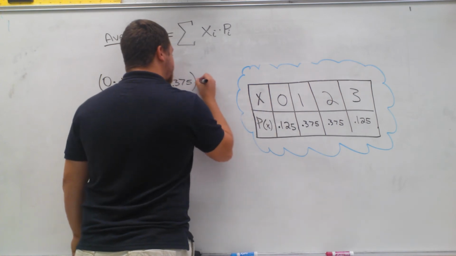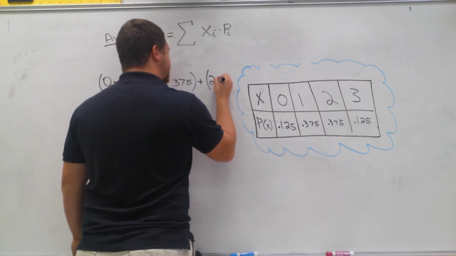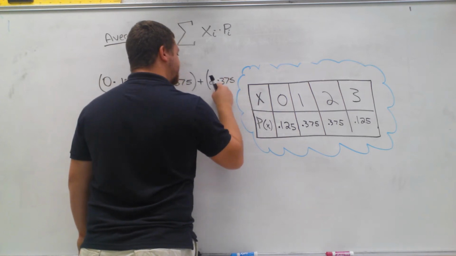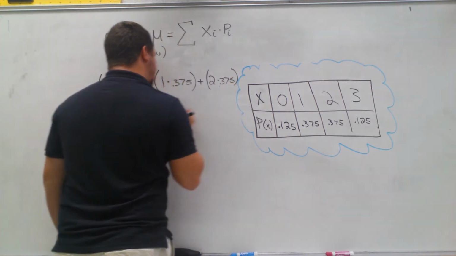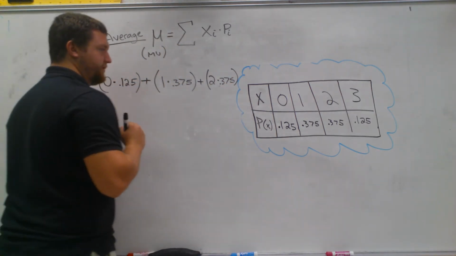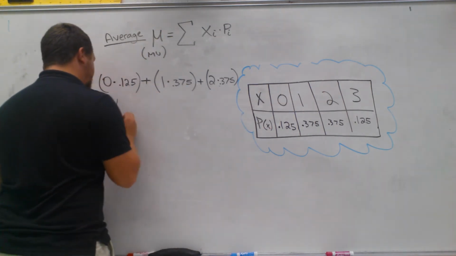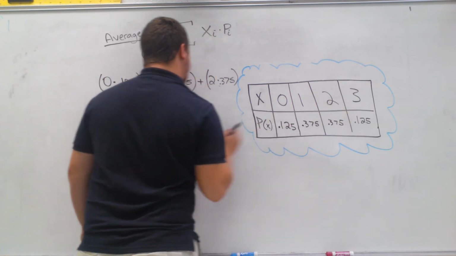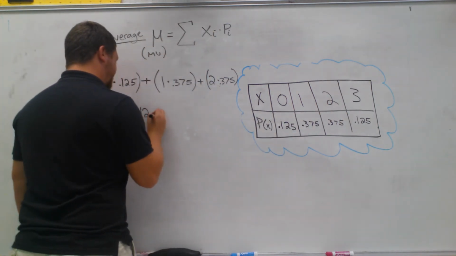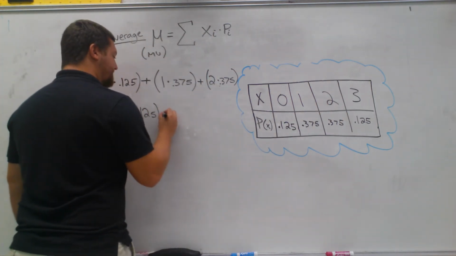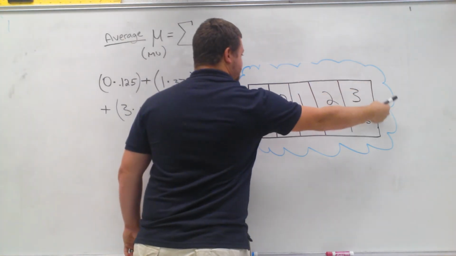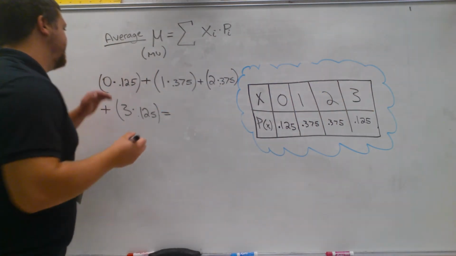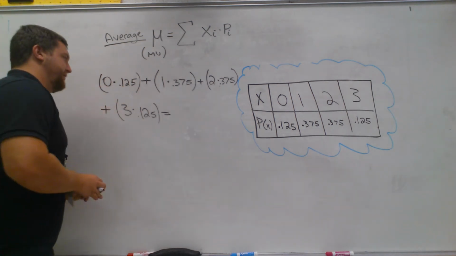The next one is 2. 2 times, what's its probability? 0.375. Keep going. Plus, my next xi is 3 times its pi, 0.125. Plus, oh, we are out of xi's, so there is no plus. We're just going to get an equal now. So, I add these up. Put that in your calculator.